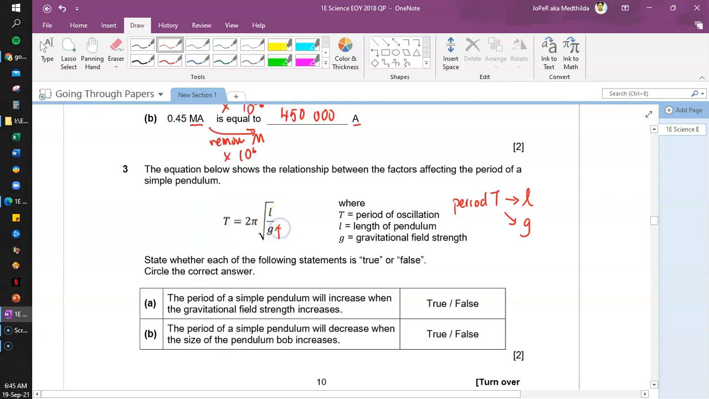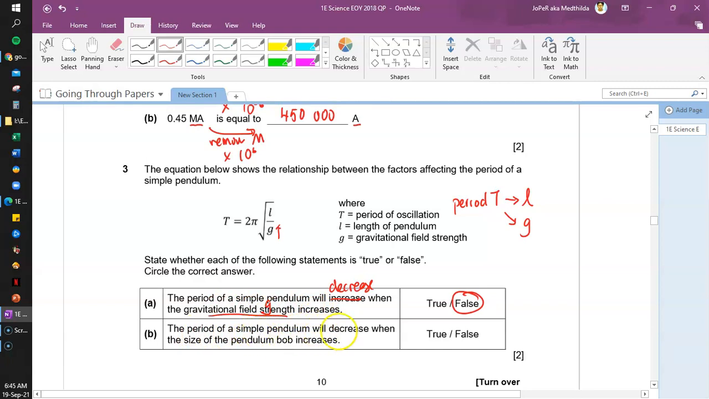When g increases, that's the gravitational field strength. This is g. Can you imagine a fraction? I don't care too much about the square root. But in a fraction, if the denominator increases, what happens to the value? You realize the value will be smaller, right? Comparing 1 over 2 versus 1 over 4, you know that 1 over 2 is bigger than 1 over 4. So when g increases, T will decrease. So therefore, A is false, because the period of the pendulum will decrease when the gravitational field strength increases.